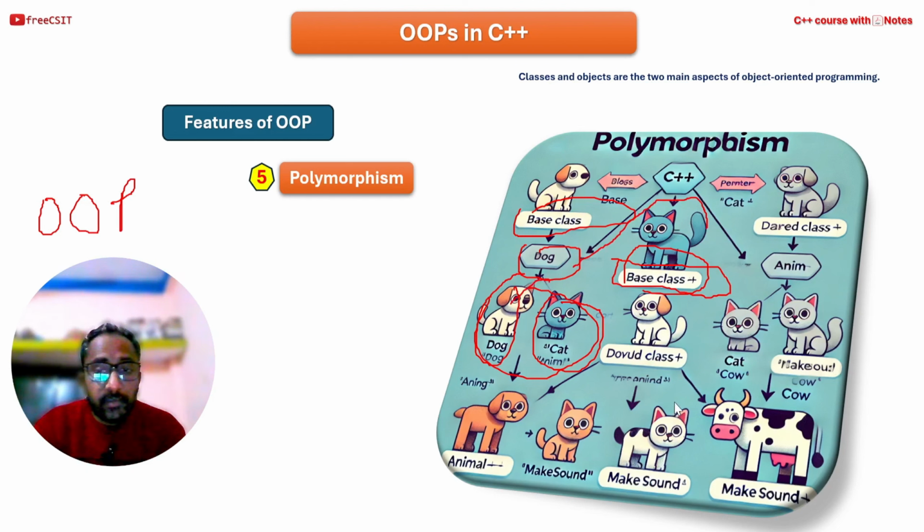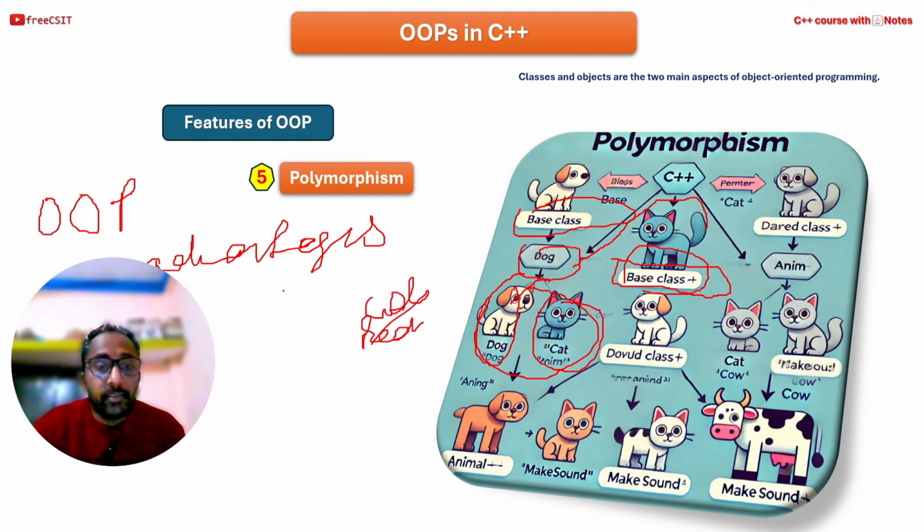You can see here, and also you can say these are some of the advantages: code reusability, flexibility, and improved readability.